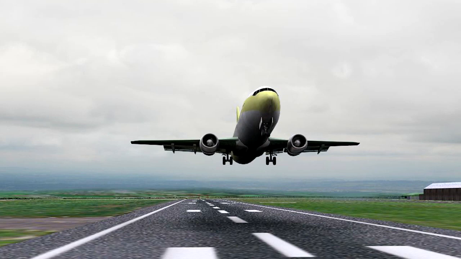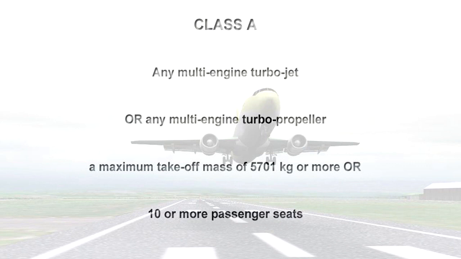This last section of aircraft performance will focus on Class A performance, which, for the purposes of the exam, is based upon the medium-range jet. The specimen aeroplane used is the Boeing 737-400 series. Just to remind you, Class A aeroplanes are defined as being any multi-engine jet, or any multi-engine turbopropeller aeroplane whose mass is 5,701 kilograms or more, or has 10 seats or more.